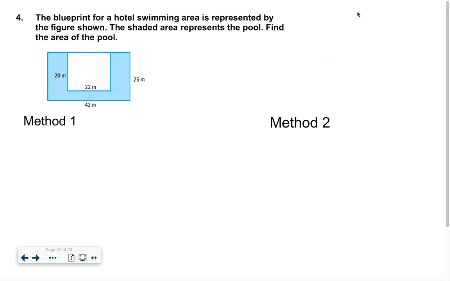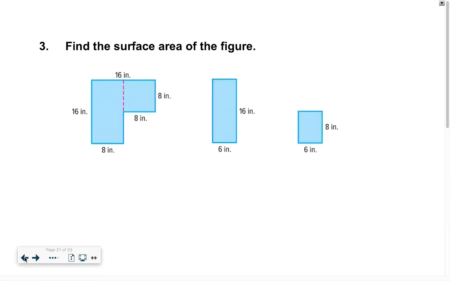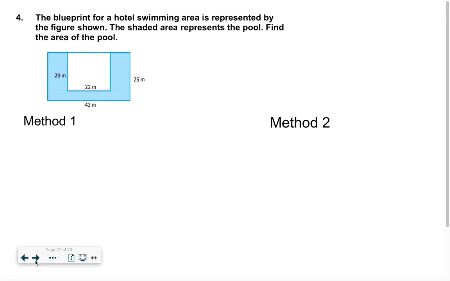Yesterday we talked about composite figures, where we took different shapes that were put together and we had to cut them up into pieces and figure out the areas of those different pieces and then add them together. And then we ended on this one where I had you do them at your seat.